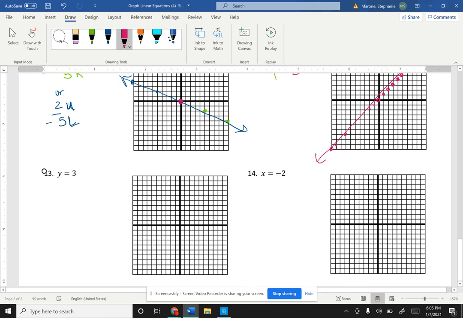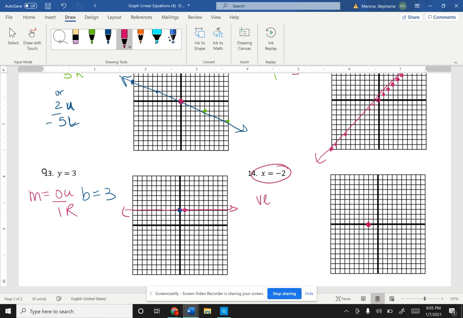The next one, y is equal to 3. Well, there's 0 x's, so the slope is 0, the y-intercept is 3. So that's my y-intercept. My slope is 0, so it's 0 over 1, which is up 0 and to the right 1. And then this one, x is negative 2. Whenever it's x equals, it's a vertical line.